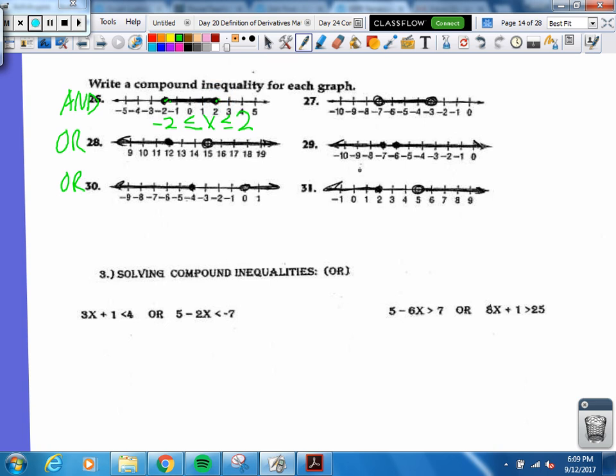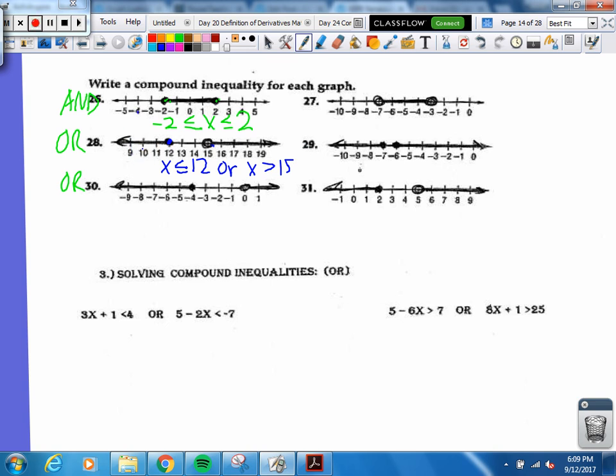All right, let's do an or, shall we? No problem. Here you go. So this is x is less than or equal to 12, or x is, open circle, hello, greater than 15. Got it. So here's how you write an and, here's how you write an or.